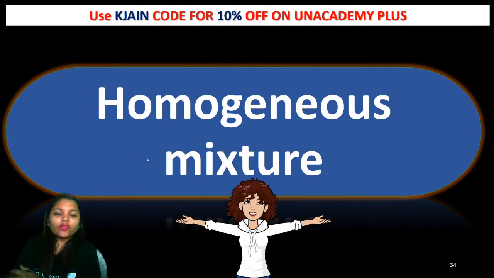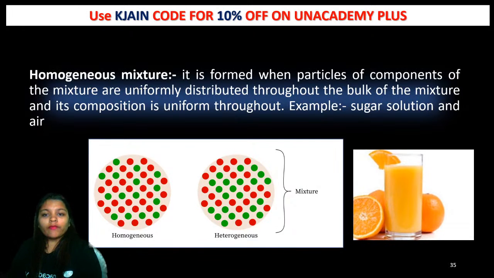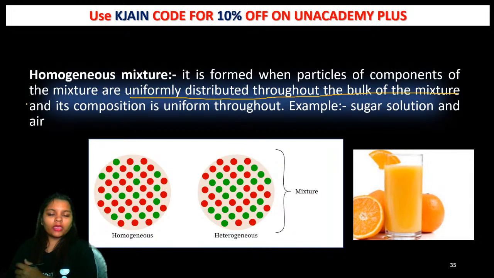Let's talk about the homogeneous mixture. What is a homogeneous mixture? Homogeneous means same. What is the same here? When it is uniform, like we have a mixture and the particles are uniformly distributed throughout the bulk of the mixture. For example, if you are making a salt solution, then you can easily taste that solution.